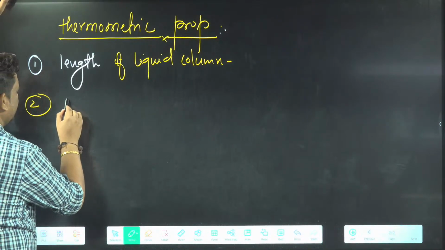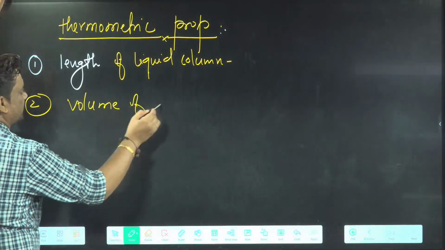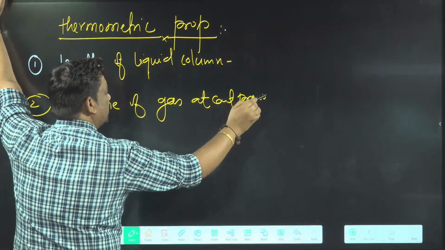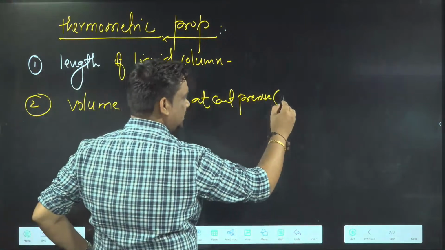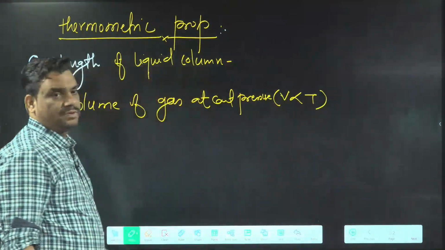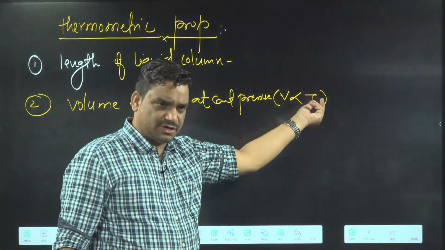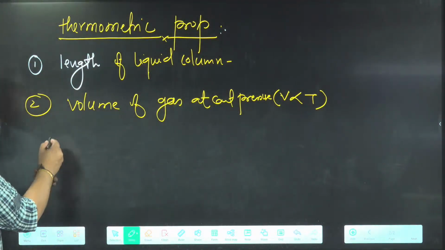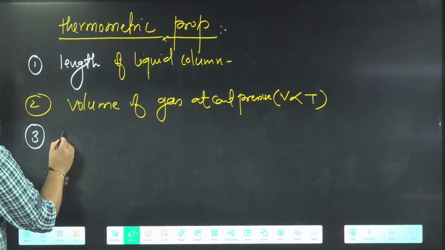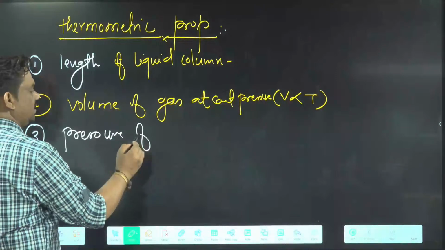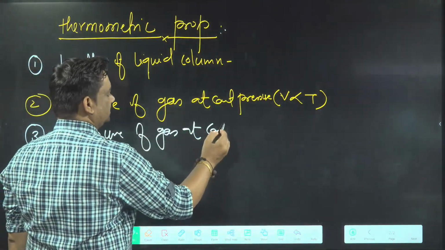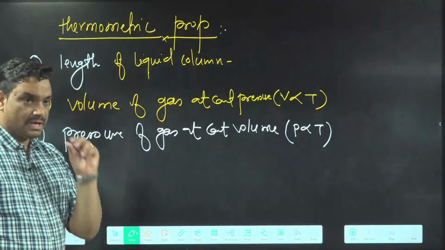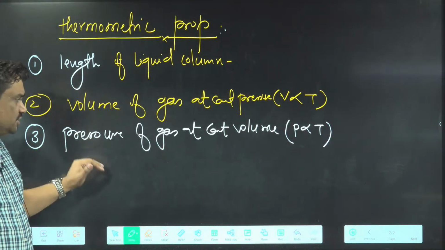Number two, we can use volume of the gas also. Volume of gas, but the volume of the gas we are keeping at constant pressure, and we can use the relation V proportional to T. So wherever any significant change in the temperature, we can find the change in volume. Number three, pressure of gas at constant volume, and this one is basically P proportional to T. Now we can write length, volume, pressure we can use.